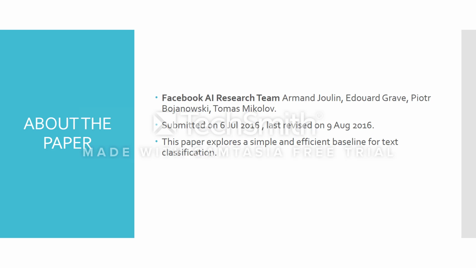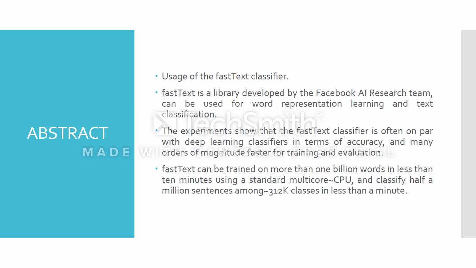So this is an idea of what the paper is about. As I said before, presented by the Facebook AI Research team. It's a recent paper submitted in July 2016, later revised in August 2016, and it mainly deals with text classification and provides a simple baseline for efficient text classification. And the abstract goes as follows. The paper describes usage of the fastText classifier.